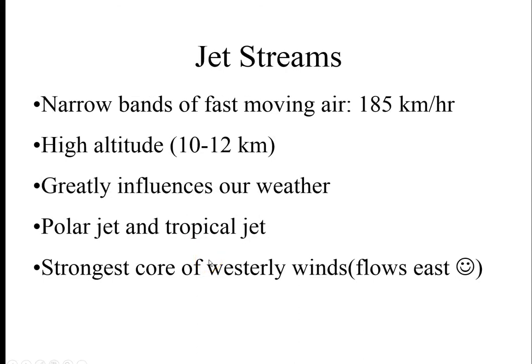Along with these global winds, you have the jet stream. You probably heard of the jet stream, and it's at a really high altitude. It's almost like a river of air. It moves really fast, as you can see in that first bullet, about 185 kilometers per hour. That's somewhere around 100 miles per hour or greater. It's pretty high in the troposphere, 10 to 12 kilometers, and it's what moves all of our weather systems around the globe.